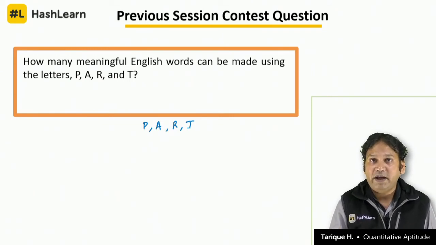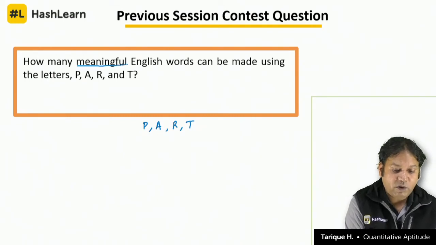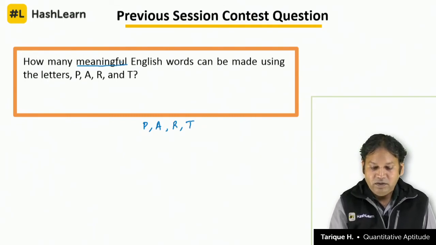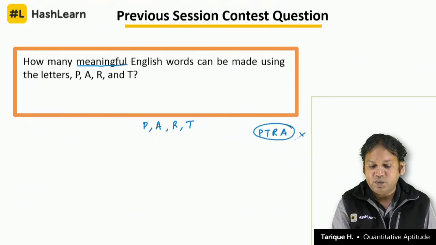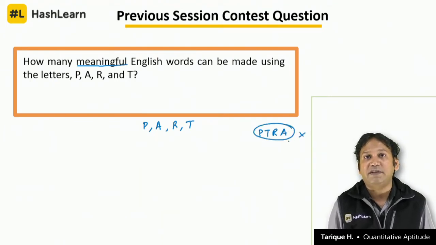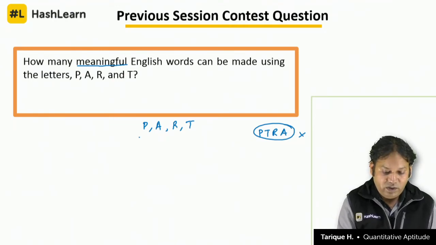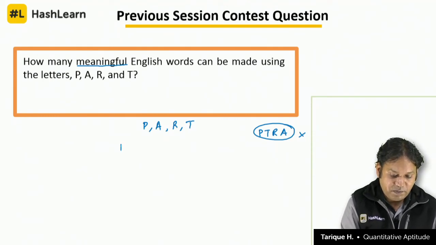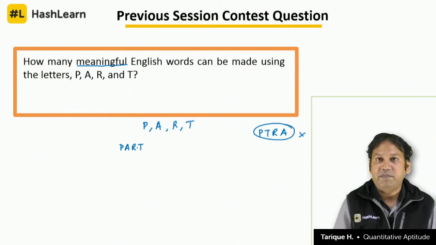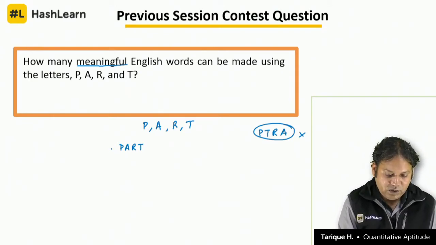But every way in which they can be arranged does not give me a meaning. I am asking you about meaningful English words. So, if I put PTRA, what is the meaning of this PTRA? There is no meaning to this word. So, we are looking for only those arrangements which give you meaningful English words. So, how many ways? One you can see very evident in the sequence given in the question itself. One word is part. Like how many parts are there? Okay. So, PART, part, that is one word.